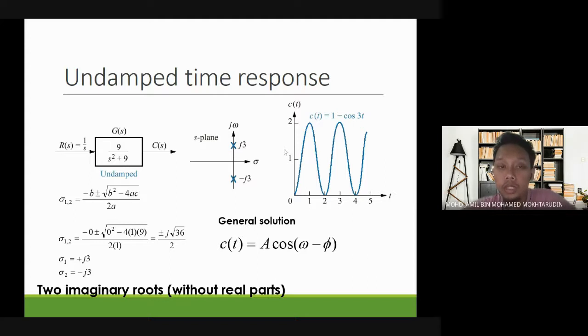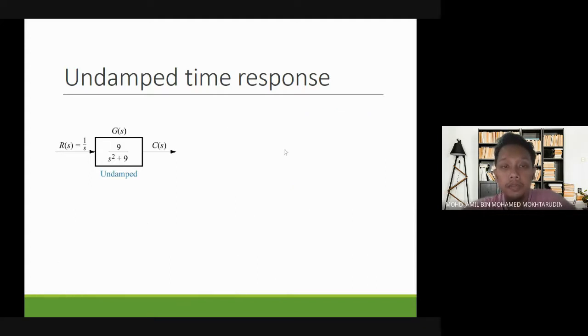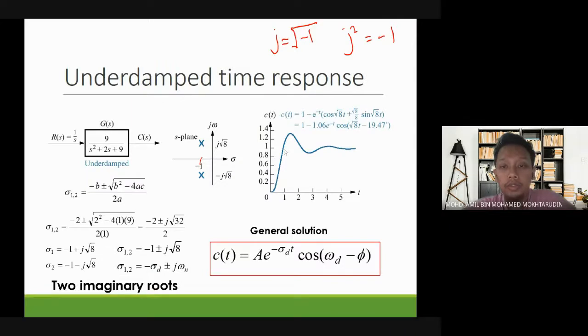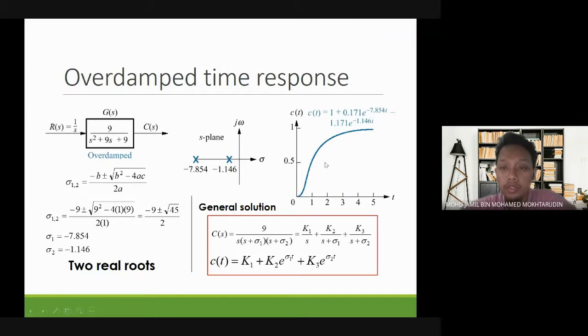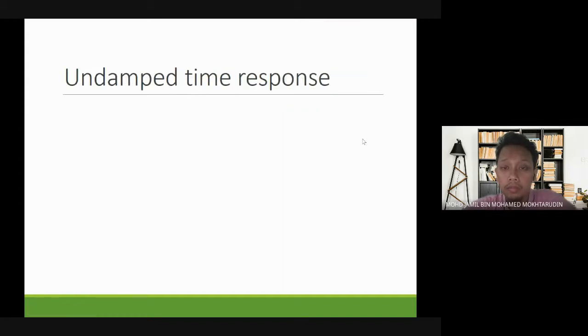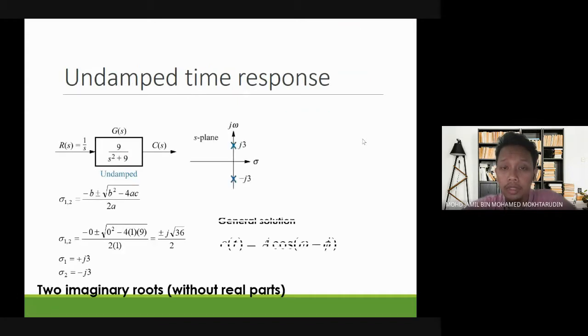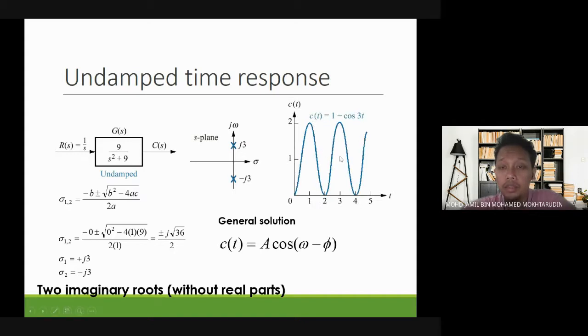So the difference between undamped and the previous two types of time response is that the time response oscillates, but after some time it will reach one steady state value, similar to this one. But for an undamped system, it will keep oscillating until infinity, and it doesn't reach a steady state value. So that's why the name undamped.